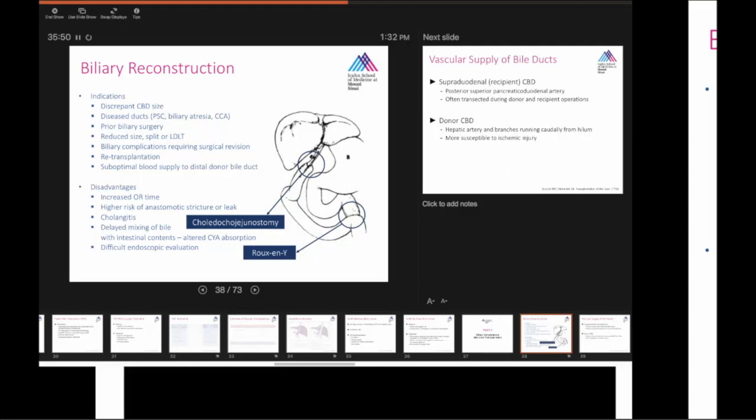There are several disadvantages, including an increased OR time, a higher risk of anastomotic stricture or leaks, because there's effectively no sphincter here. There is hypothetically a higher risk of cholangitis because of enteric reflux. And also because bile will have to go all the way down here before it mixes with stuff in the anastomosis, there's delayed mixing of bile, and it can also alter cyclosporin absorption in patients who are on cyclosporin. And if, heaven forbid, a biliary complication develops, you have to do a balloon to get there. It's very difficult to get to the anastomosis.